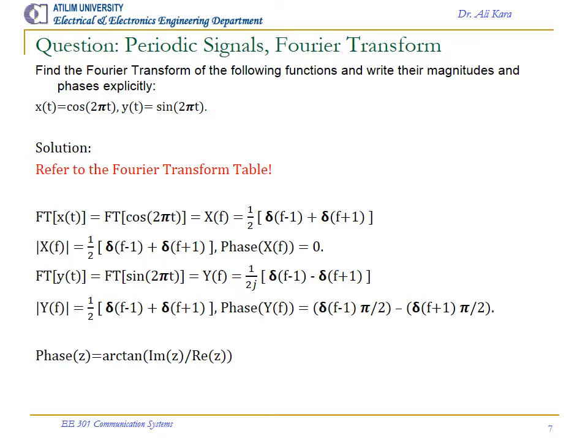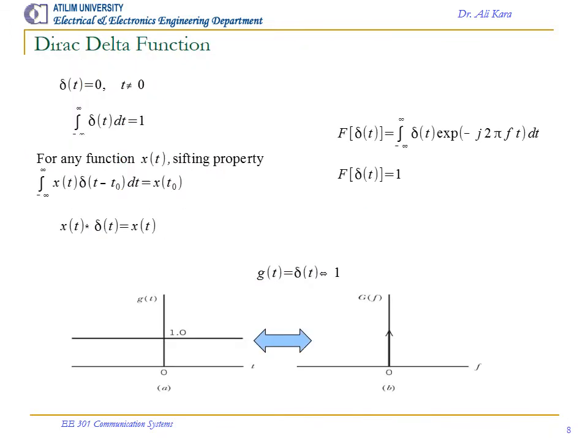The magnitudes of their Fourier transforms are equal to each other. They differ only in phases. The phase of a complex quantity can be found by taking the arctangent of the imaginary part over the real part of the complex quantity.